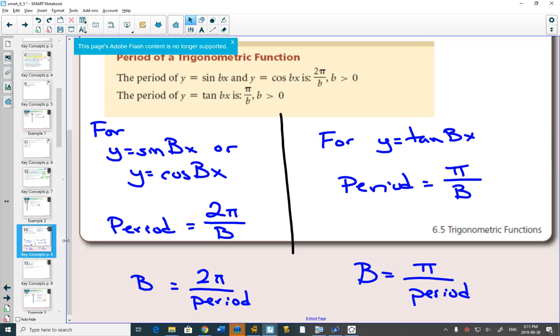Later on, we'll sometimes be given the period and you'd have to write the equation. So these second formulas where b is 2 pi over the period and b is pi over the period, those are going to come into play later. But that's just taking this equation and rearranging it to solve for b. You can now do questions 3, C, and D for practice.